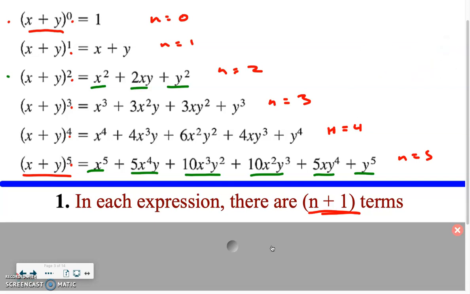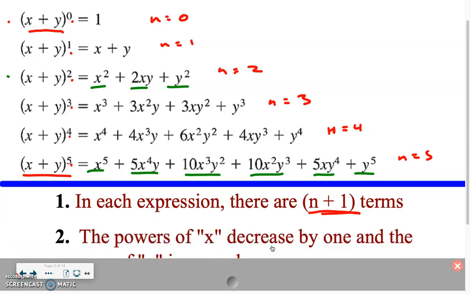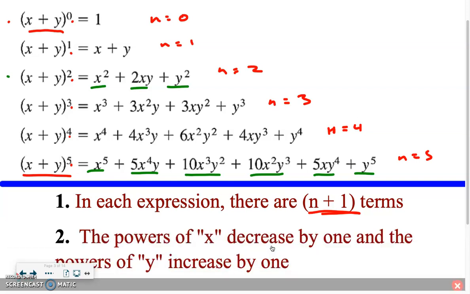So, again, that's the first pattern that we want to recognize and understand. The second thing that we want to see and understand is that the powers of x decrease by 1, the powers of y increase by 1. Please realize that we're using x and y just very generically, but x represents the first term, y represents the second term. So we're going to go back to referring to these as x and y, but as we look at any of these, let's just focus on the biggest one.